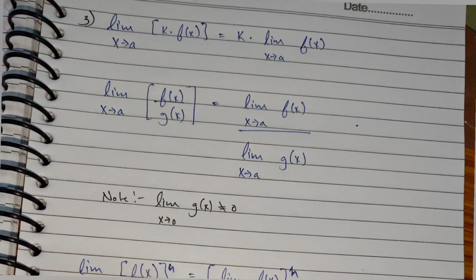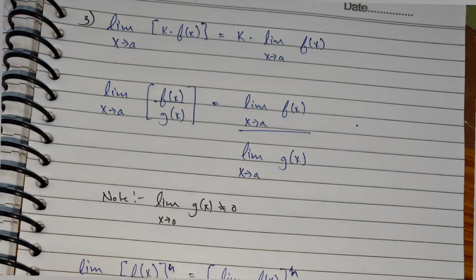Our third property is multiplication of a limit of a function f(x) with a scalar number, that is, we say here k. Then the limit as x tends to a of k, a scalar, multiplied by a function f(x). In that case, we can find the limit of f(x) and then multiply it by the scalar k.